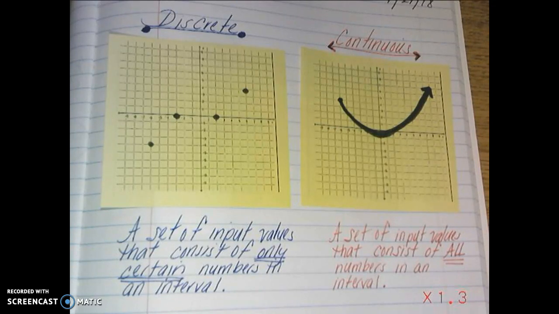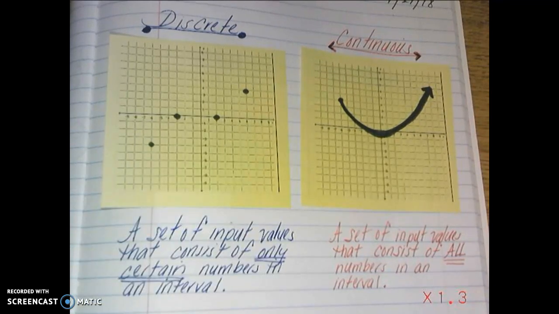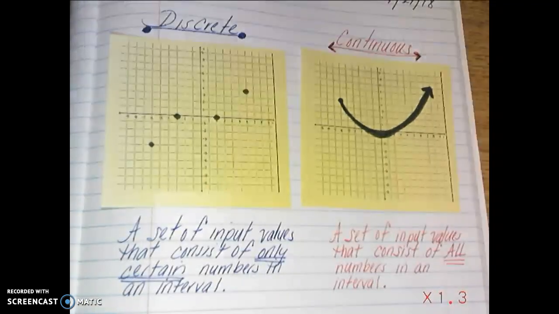Discrete is data, and the definition is there because I want you to write it down. Discrete is a set of input values that consist of only certain numbers in an interval. So when you see discrete data, it's most likely going to be dots. Or the best word for it is points, but discrete is going to be dots. Notice here at the top, when I wrote the word discrete, I put dots at the end.